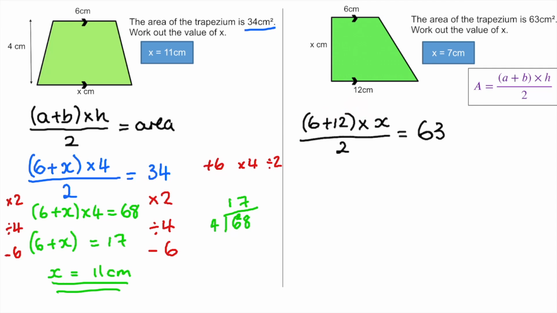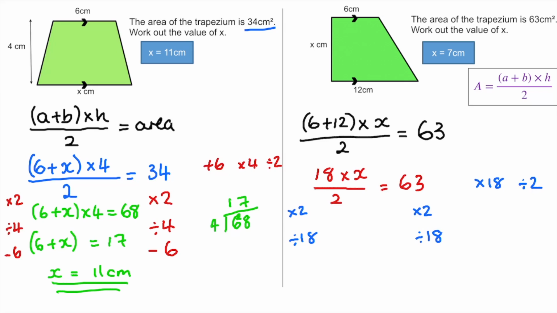So what have I done first to this equation? On this side here, I can first of all simplify this part here. So I get 6 plus 12 is 18, times that by x and divide it by 2 is 63. So I'm just trying to get x on its own. So I've timesed x by 18 and then I've divided by 2. So I'm going to do the opposite of this, then the opposite of this. So that means I'm going to times by 2 and divide by 18.